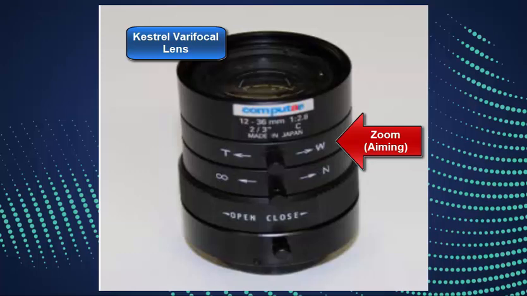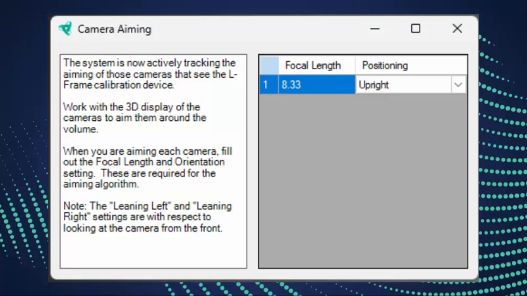the volume better. One setting that needs to be adjusted if we do change the focal length is going to be within our camera aiming tab. The focal length setting listed in millimeters here would then need to be changed in order to display what our focal length would be for that given camera. Each individual camera would then need to have their focal length listed here along with the orientation within the volume.